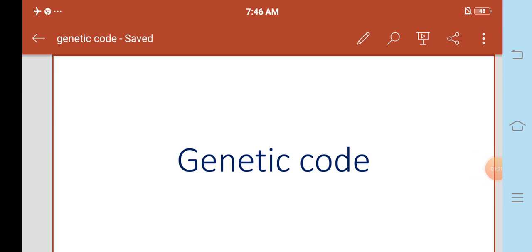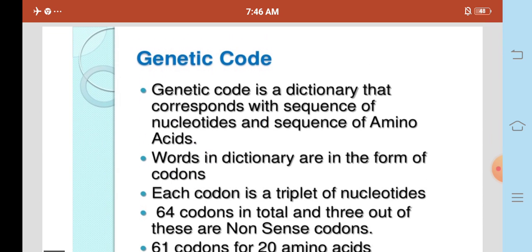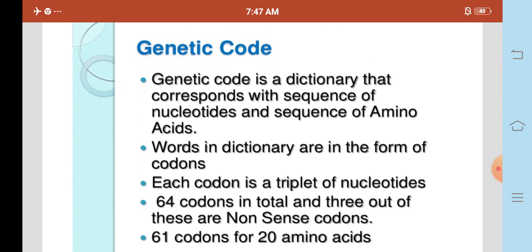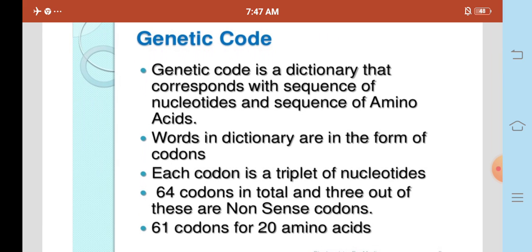Dear students, today we are going to discuss genetic code. Genetic code is a dictionary that corresponds with sequence of nucleotides and sequence of amino acids.